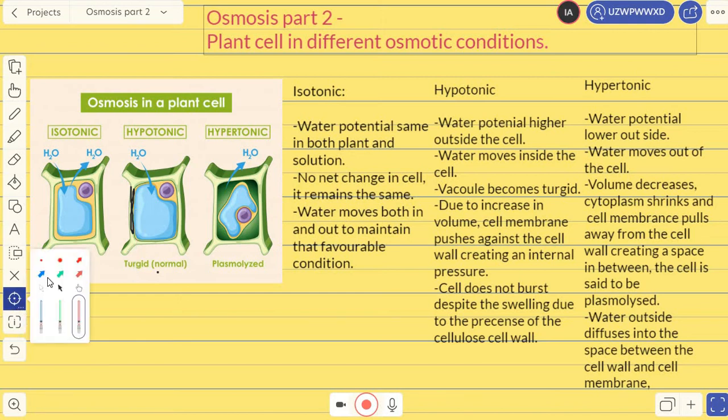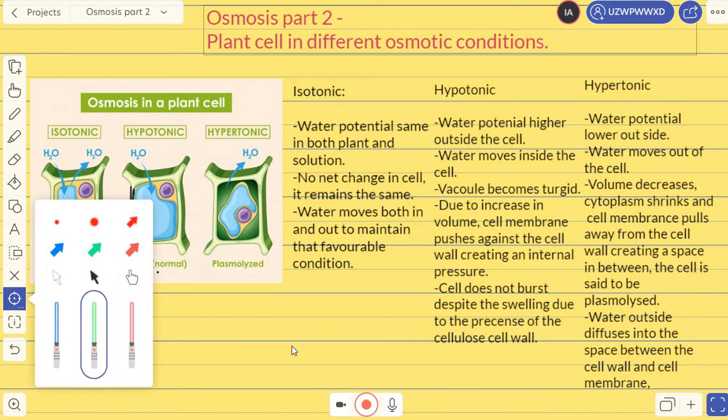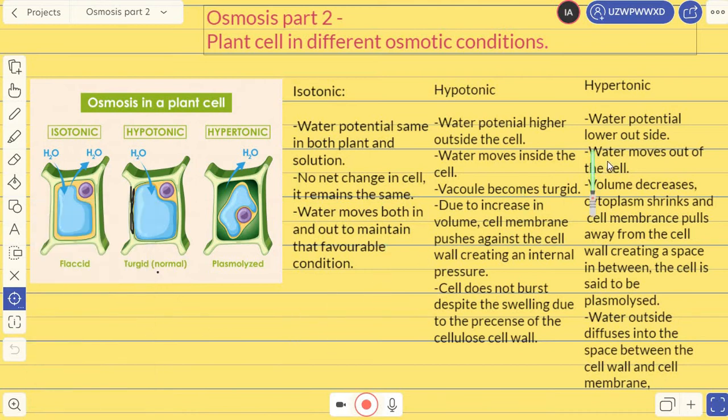Okay, let me just get my pointer and let us move on to hypertonic, which you can see is here. Now this is slightly more complex, so bear with me and I will get you through in a couple more minutes. Now in hypertonic, the water potential is lower outside. So you can imagine when the water potential or the concentration is lower outside, that basically implies that it should be higher within the cell. And with that being said, water moves out of the cell. You can see that water is moving out in the picture here.